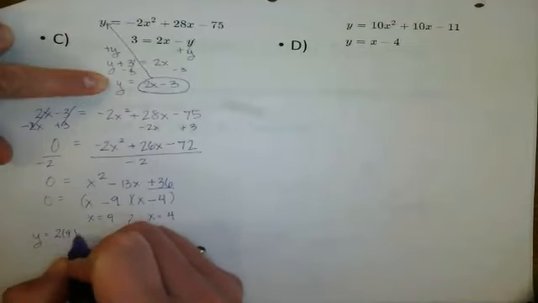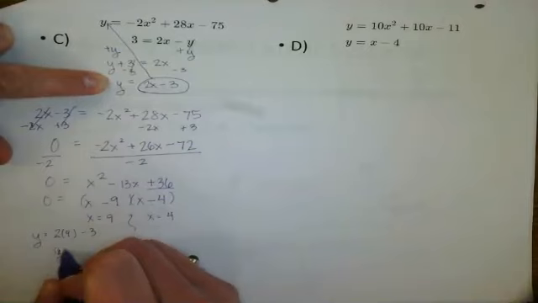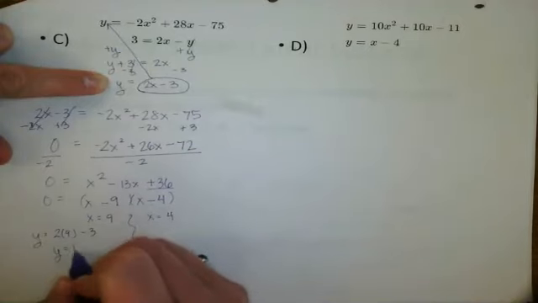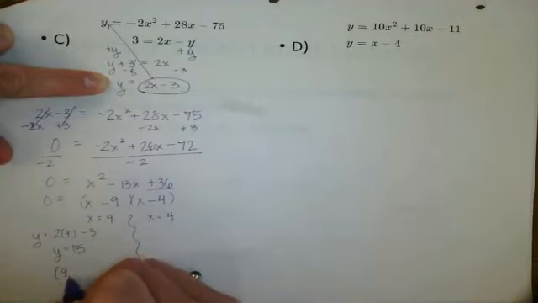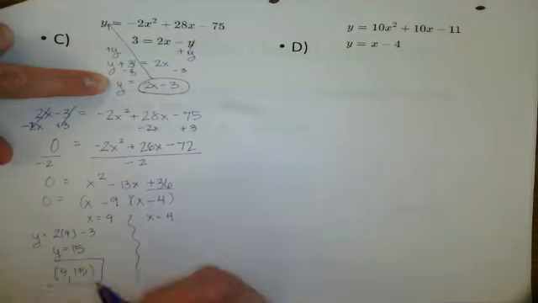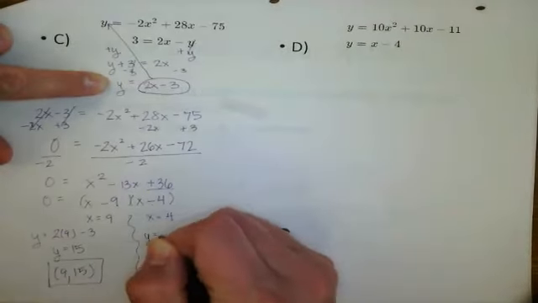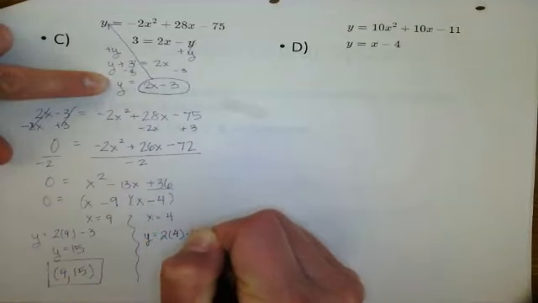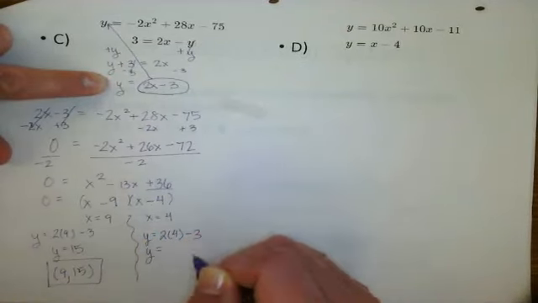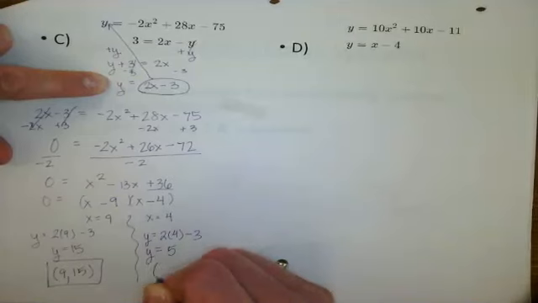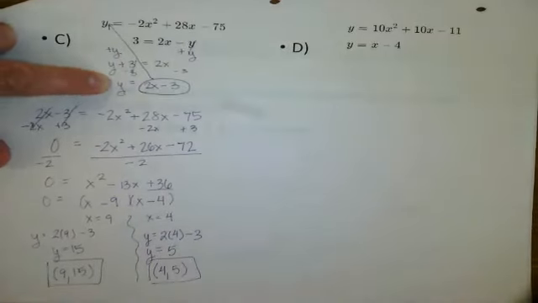So 2 times 9 minus 3, 18, 17, 16, 15. So we get 9, 15 for our ordered pair for one solution. Over here, y equals 2, plug in a 4, minus 3, that'd be 8 minus 3, which is 5. So we'd have 4, 5 as our ordered pair solution.